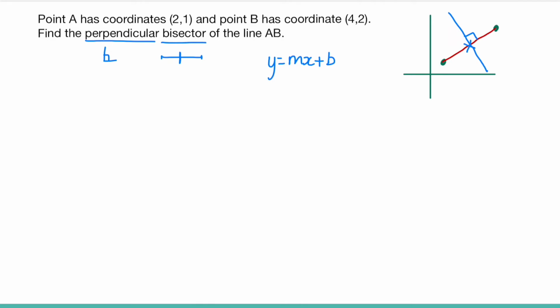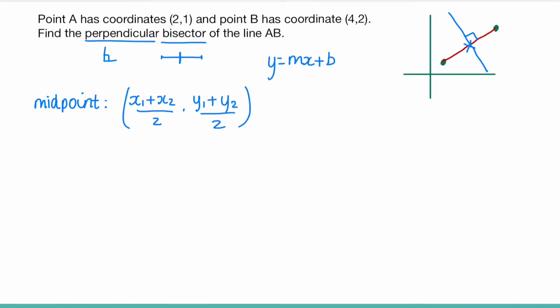So we know that it goes through the midpoint, and to find the midpoint, it's a bit like finding the average between 2 points, so that we're finding the average of the x and the average of the y. The formula is adding together the two x values divided by 2, adding together the two y coordinates, and dividing by 2, and that gives us the midpoint.